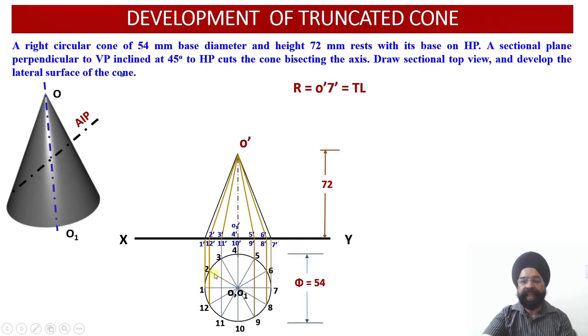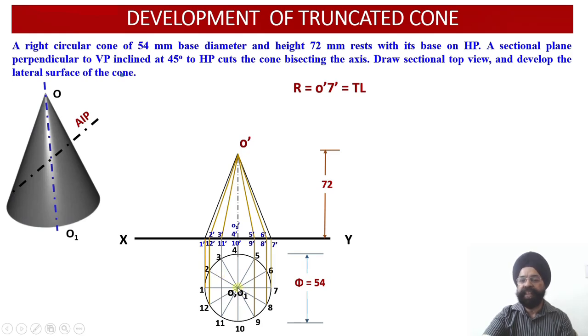Why are they the apparent lengths? Because in the plan, O2, O12, O3, O11, O4, O10, O5, O9, O6 and O8 are all inclined to the XY reference line. So these 10 generators are there, 5 on the upper side, 5 on the lower side. They are all the generators which happen to be inclined to XY. So the front view is also inclined to XY and the top view is also inclined to XY.